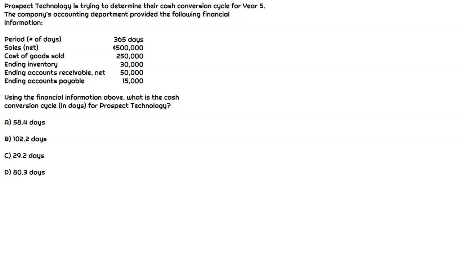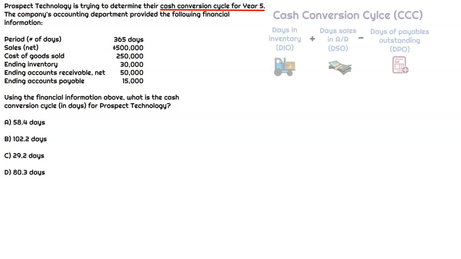Today we're out at Prospect Technology and we are trying to determine the cash conversion cycle for year 5. Now the company's accounting department gave us some information, but we really need to start by making sure we understand what the cash conversion cycle is.